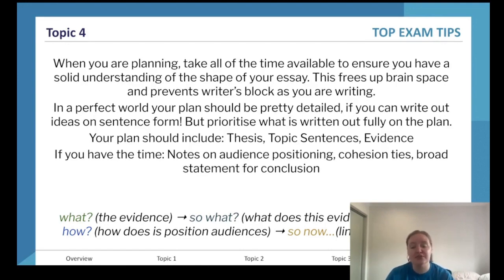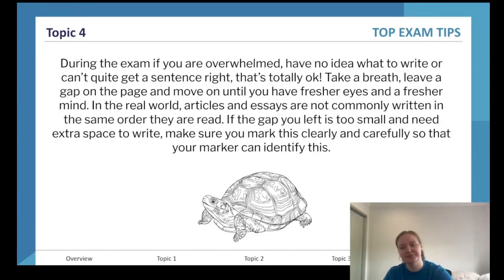If you have time, if you're not feeling too panicked or too rushed, you should also try and include notes on audience positioning, cohesion ties, how you're going to be linking things together, and what your broad statement is going to be at the end of your conclusion. Now, as I mentioned before, that formula for your body paragraphs can be a super useful tool in the planning time to make sure that you're linking ideas together nicely. So definitely be using that.